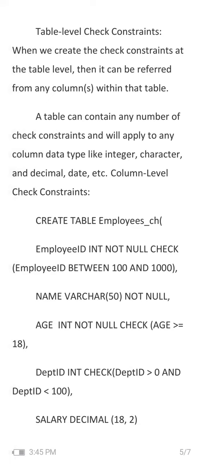So see here I have created a table employee underscore ch. Here employee id int not null, check employee id between 100 and 1000. So what is happening here is I have defined the employee id field with the data type int, and also I have put a not null constraint, which ensures that employee id is there in all the records. So the employee id cannot be null. And one more constraint, that is the check constraint.